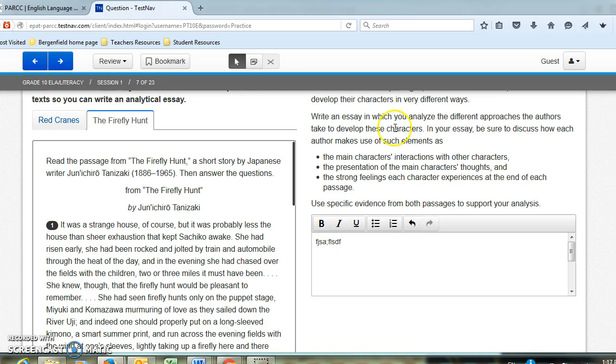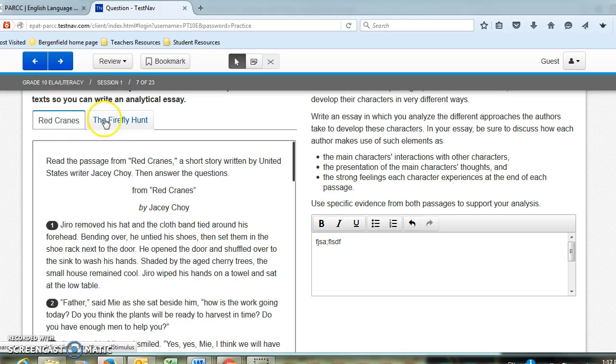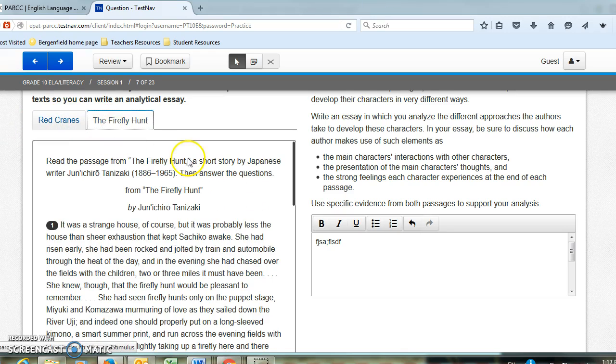Make sure that you read the prompt very carefully. Make sure you use these bullet points to help you write that essay really well and focused, and give the reader what he or she wants while he's reading. And make sure you use both texts so that you go back and forth between the two.